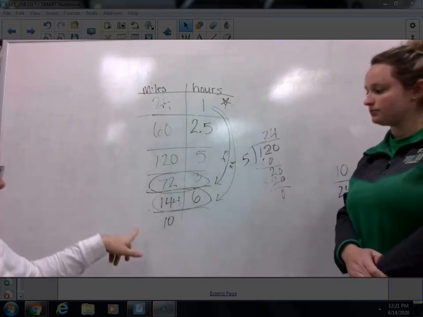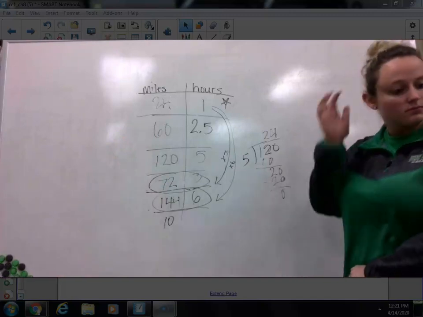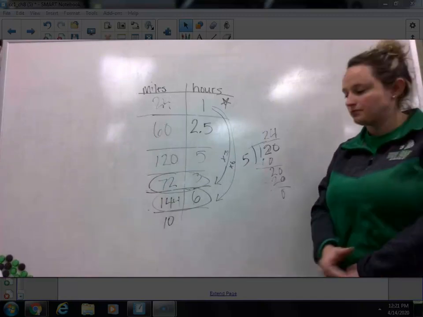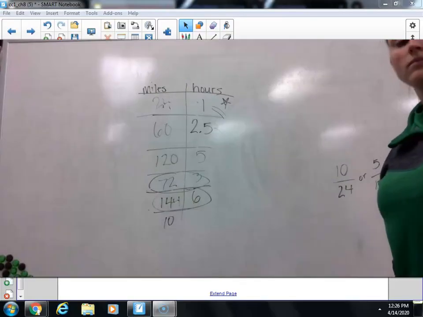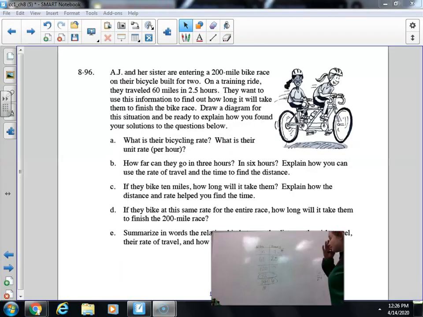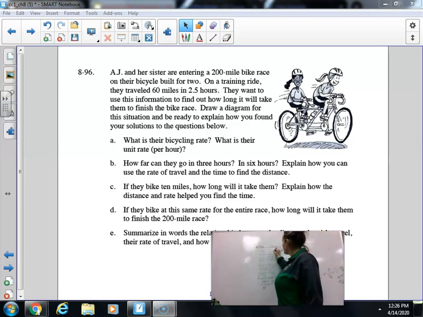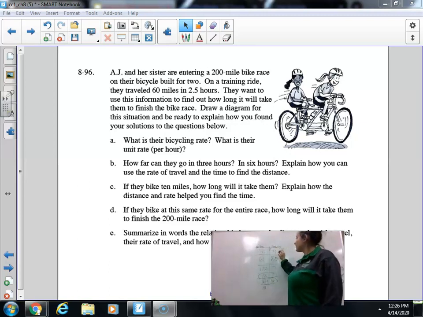Okay. So when we get to letter C, it says if they bike 10 miles, how long will it take them? Okay, so in order to find out how many hours it takes us to travel 10 miles, we can look back at our unit rate. And how do we go from 24 to 1? Well, you would divide 24 divided by 24. How do you get from 1 to 24? You would multiply 1 times 24 to get 24.